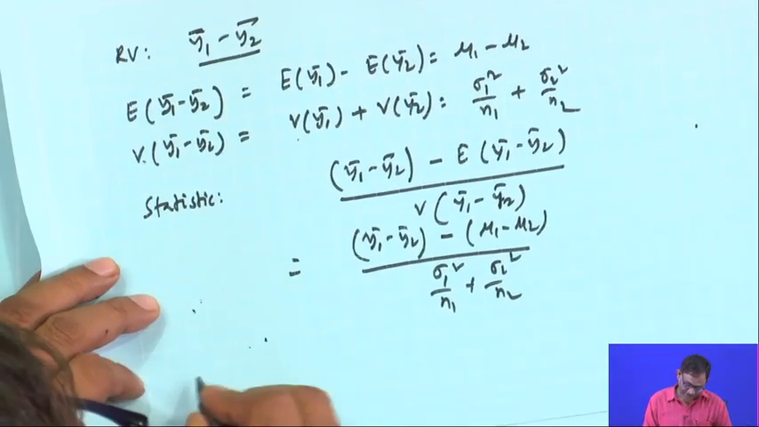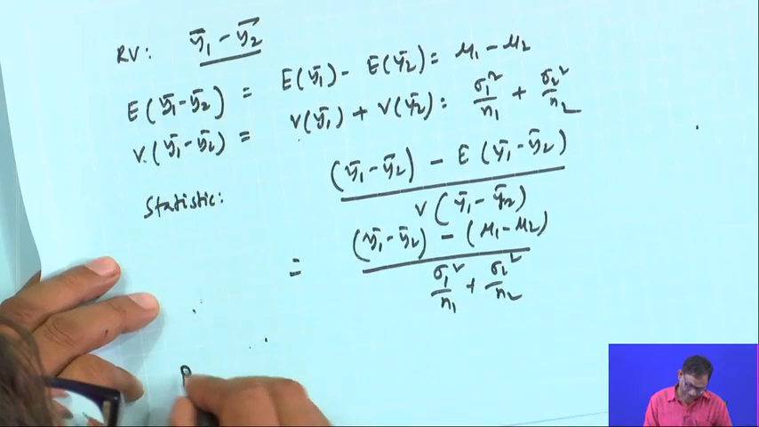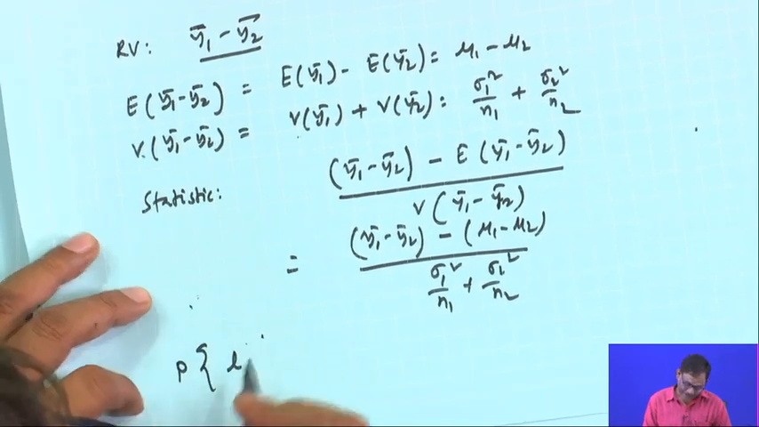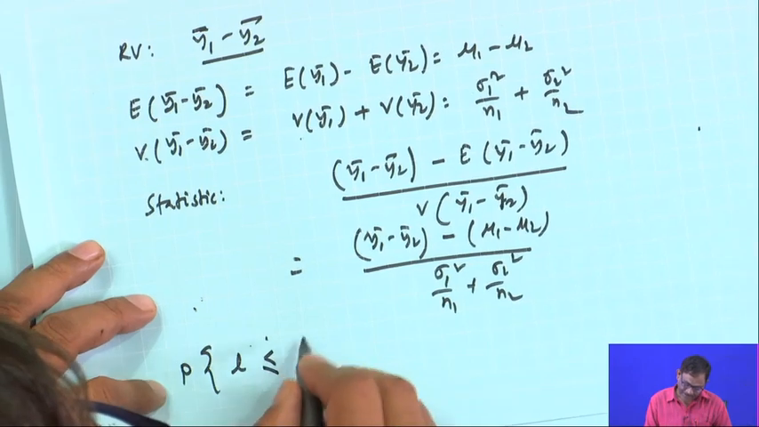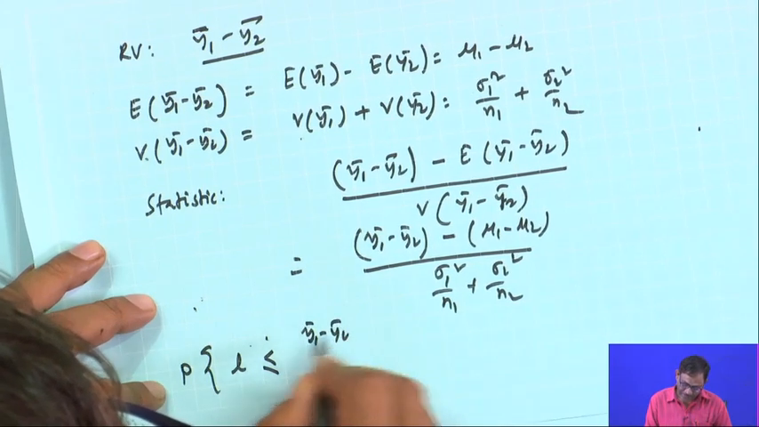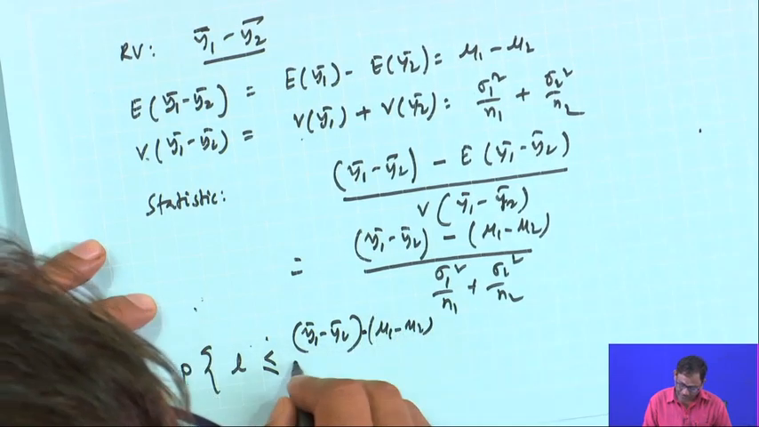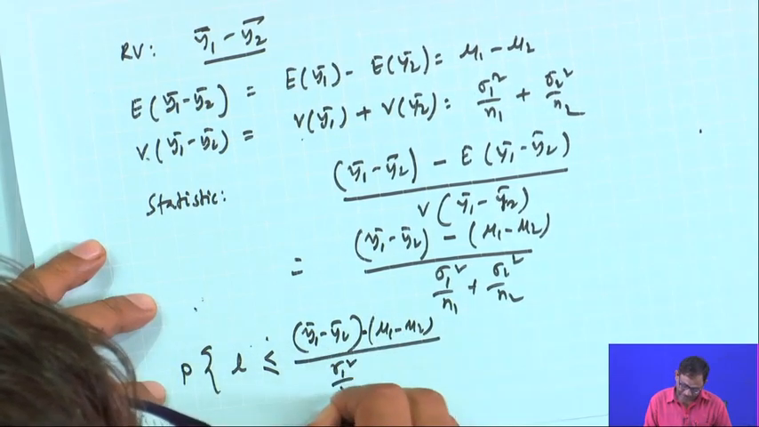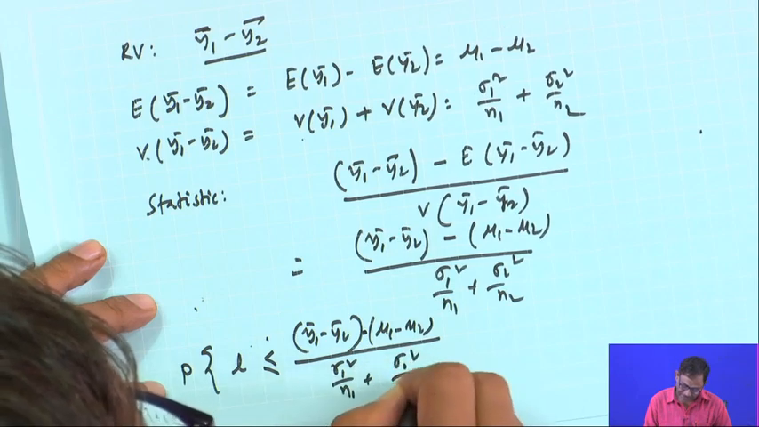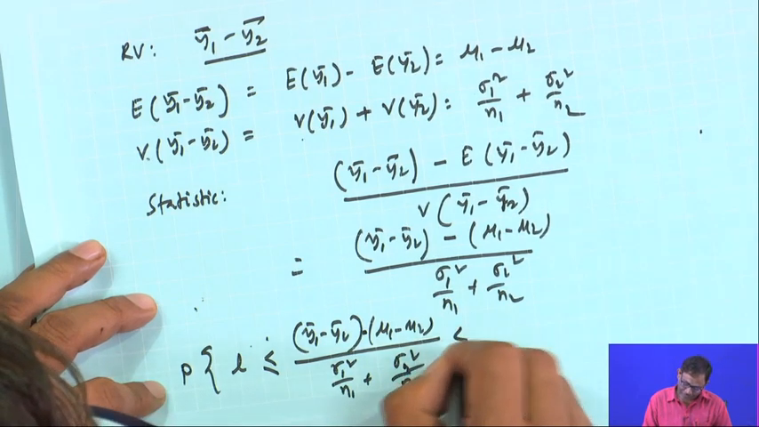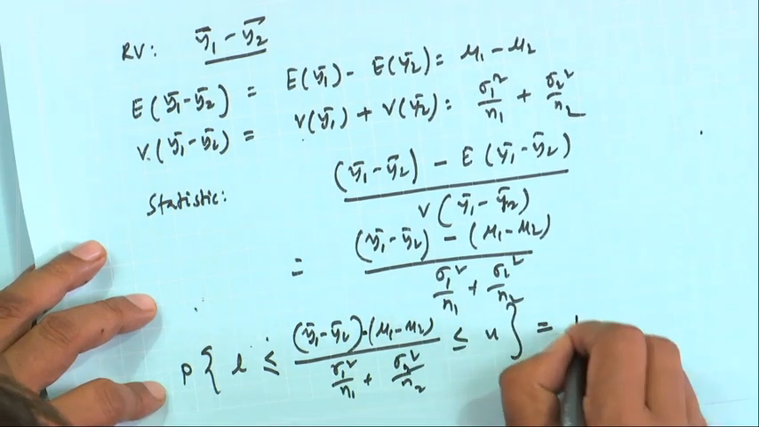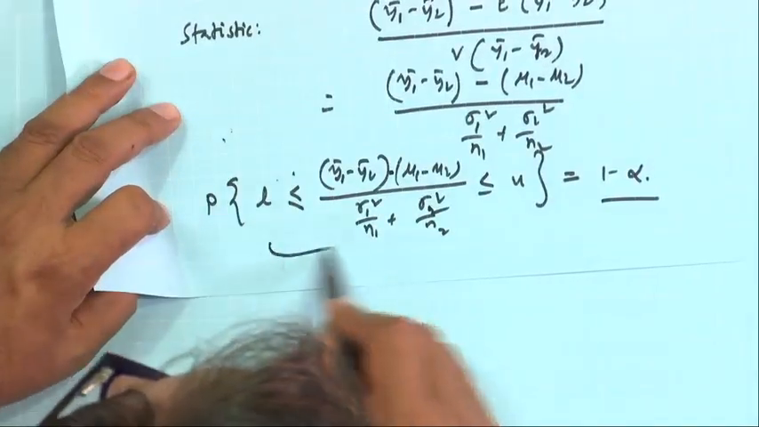So, in that case, we can write that probability, we are interested to know probability L less than or equal to y1 bar minus y2 bar minus (mu1 minus mu2) divided by the square root of sigma1 square by n1 plus sigma2 square by n2, less than or equal to U, equal to 1 minus alpha. That is of interest. So, we want this. So, essentially what you require? You require L and U.